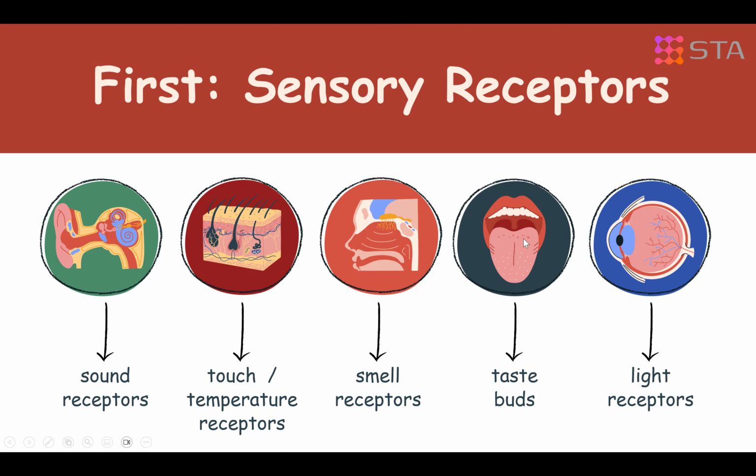We have taste receptors called taste buds, which tell us whether what we are eating is sweet or sour or salty or bitter. And we have light receptors at the back of the eye in the retina. And these, of course, will tell our brain the color of the object that we're looking at, but also they bring in light with the image of whatever we are looking at. Okay, more on that later. So these are our sensory receptors.